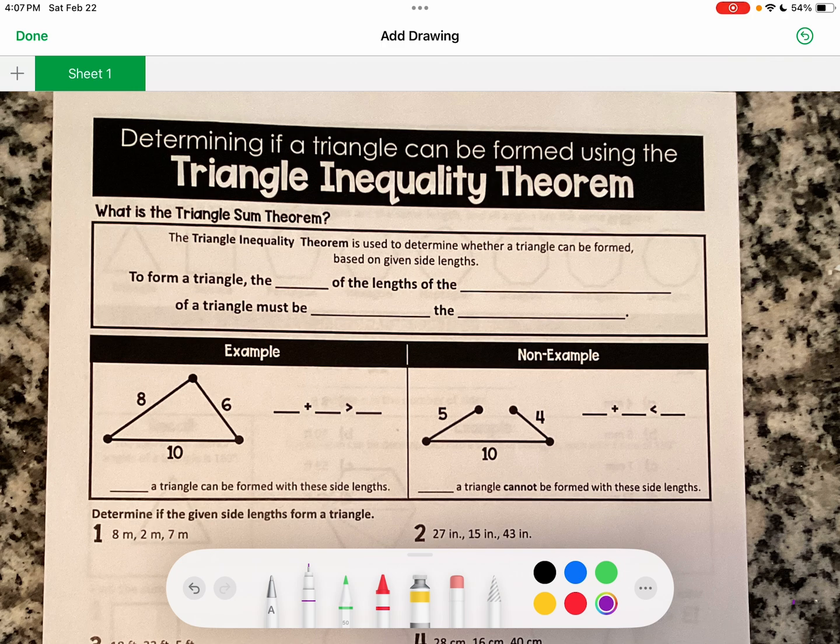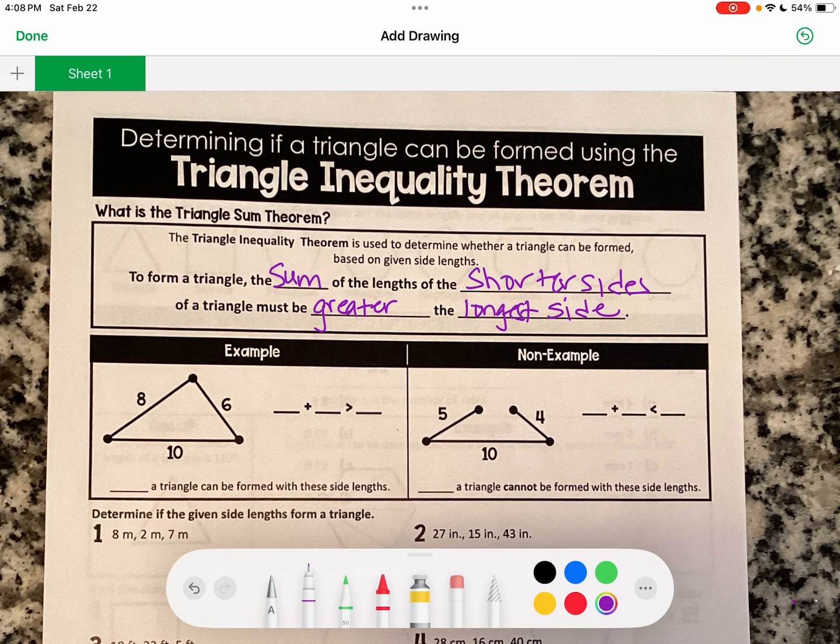I'm going to give you the front side as far as notes, or at least part of the front side as notes, and then you will complete the worksheet as far as your homework goes. Okay, so to form a triangle, the sum, and you guys know that the word sum means that you're going to add, of the lengths of the shorter sides of a triangle must be greater than the longest side. So basically what you're doing is you're going to be adding up the two shorter sides, and if they are longer or greater than the longest side, then those numbers could form a triangle.